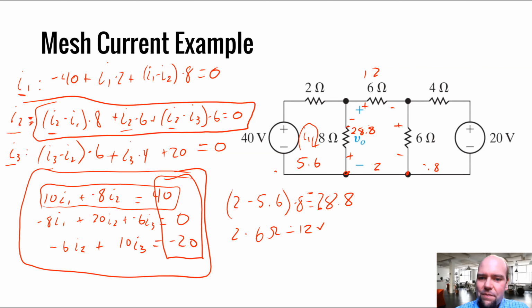So what's left here? 6 ohms. It's going to be I2 minus I3, which is 2 minus negative 0.8, times 6, which is 16.8. So negative 28.8 plus 12 plus 16.8, does that equal 0? It does. So that was one way that we could check.